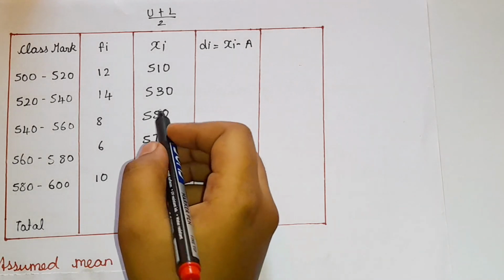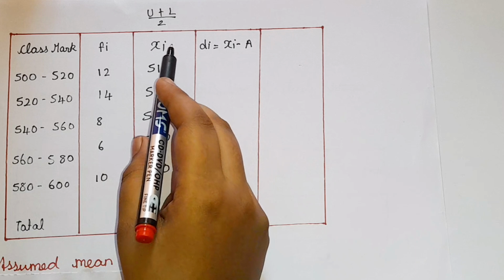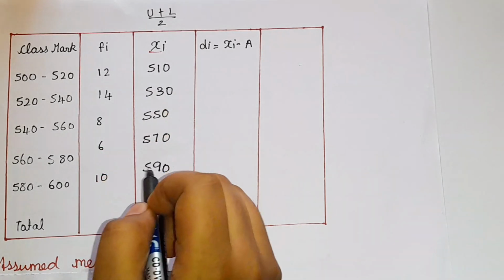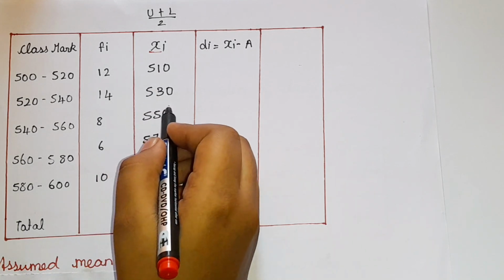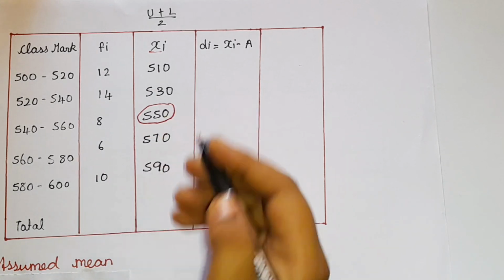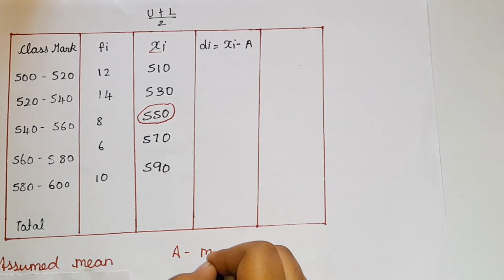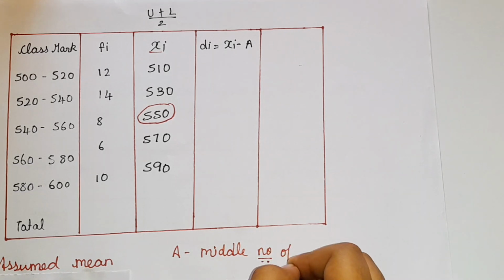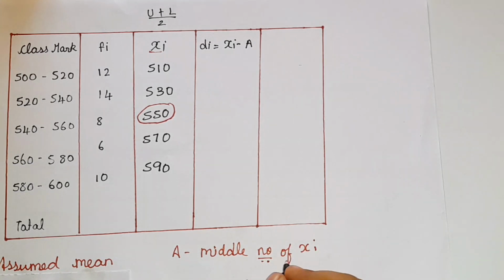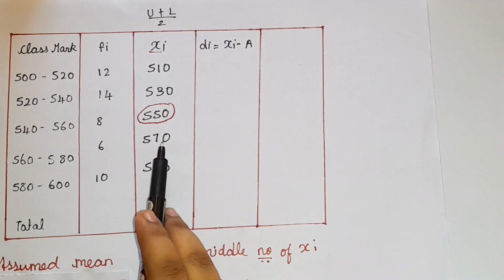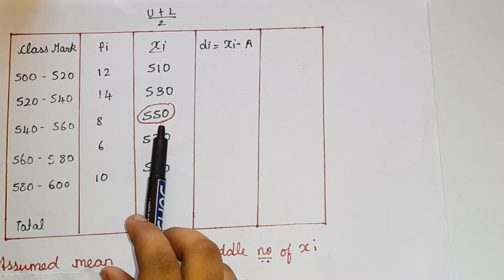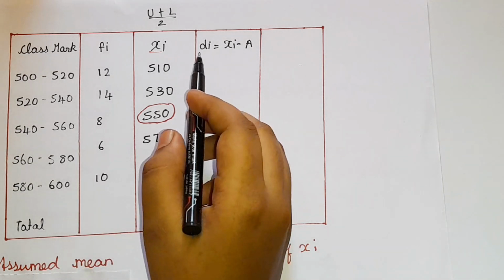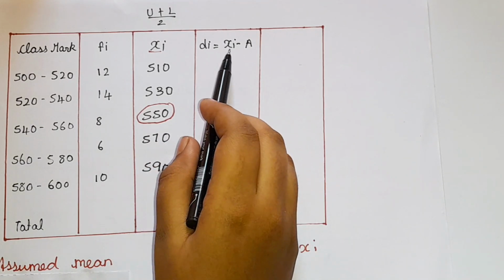So a means average, isn't it? Here, do you see we have a few numbers in this xi? So in this xi, what is the middle number? The middle number is 550. Remember, a means we are supposed to take the middle number of xi. So the middle number of xi is a. Here the middle number is 550, so that is going to be our a, that is average.